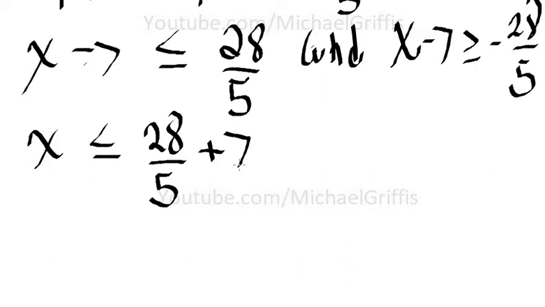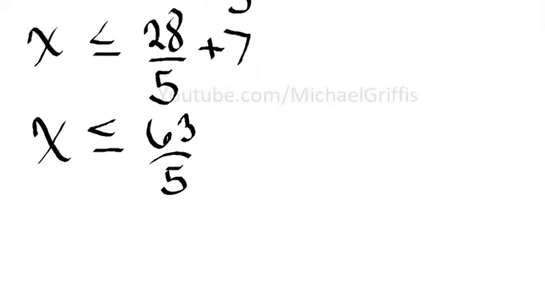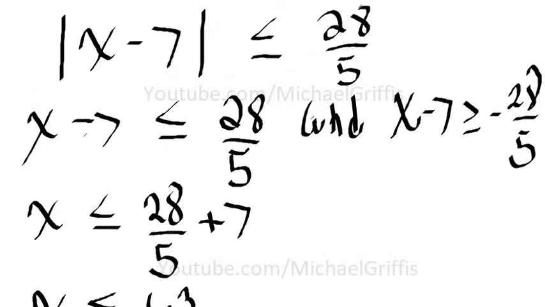28 over 5 plus 7. You know, you get a common denominator, all that stuff. Whoops. 28 over 5 plus 7. And I'm getting x is less than or equal to 63 over 5. And I'm going to approximate that so we know we're about on the number line where we need to put that. So this is actually 12.6. Gives me a better idea on the number line where I need to put that.